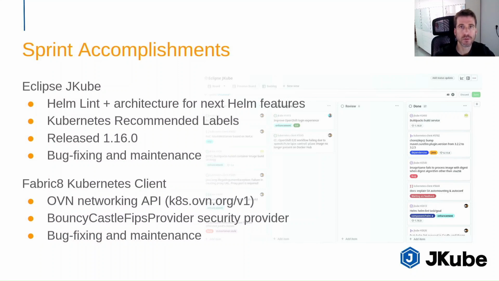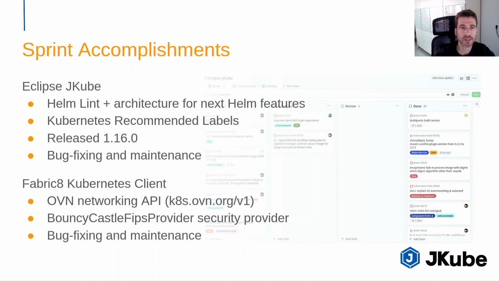Regarding JKube, we've worked on the underlying architecture to deliver the missing Helm features. One of such features, linting JKube generated Helm charts, was also implemented during this sprint. We've also replaced some of the opinionated JKube resource labels with those that Kubernetes recommends. Both these features and a few more were released in version 1.16, which we announced last week.